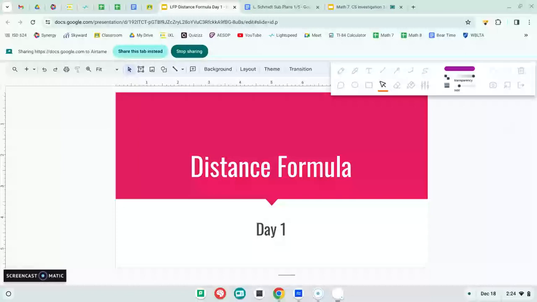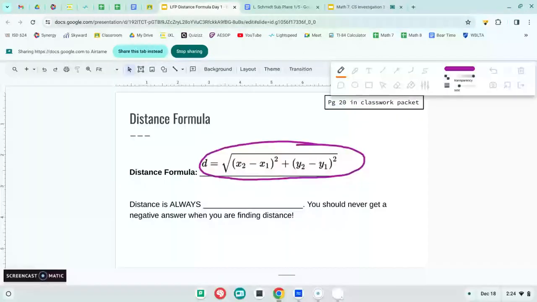Today we are going to be talking about the distance formula. First, I want you to write down the formula in your packets. Now, it looks super intimidating, which it is, pretty intimidating. It's actually pretty easy to do once you get the hang of it. But make sure you write it down exactly as shown.